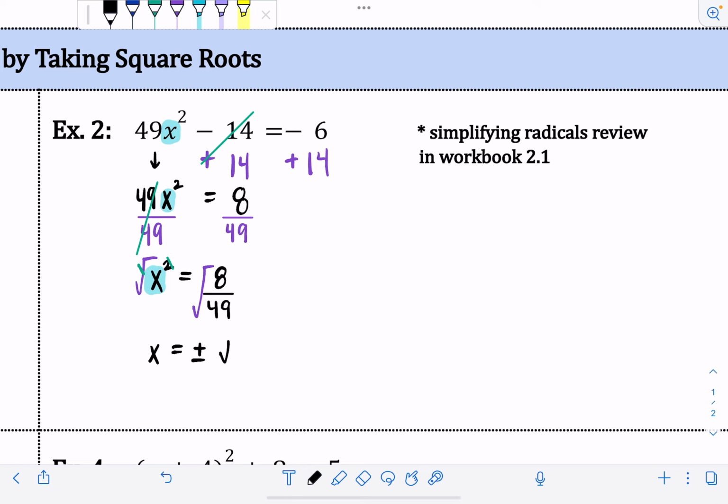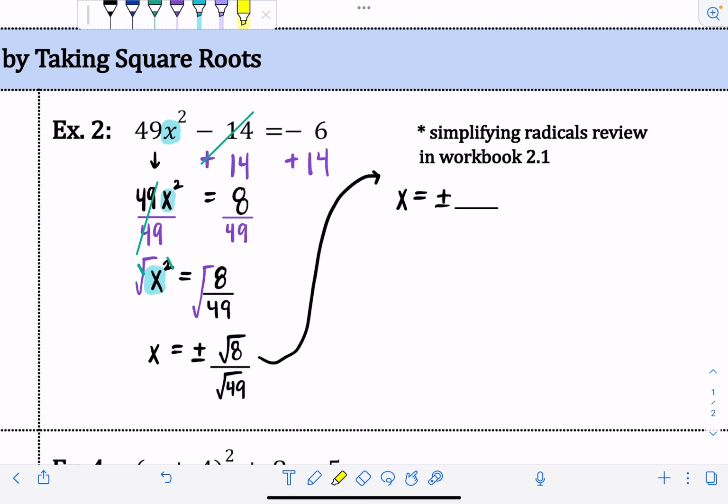And then I'm going to separate the radical. So I'm going to put the square root of 8 in the numerator, and then the square root of 49 in the denominator. And then now I'm going to simplify from there. So I'm going to bump this up here just so I have a little bit more space. So I have x equals my plus or minus out in front, and then I'm going to have my fraction bar. I'm going to take the square root of 49 first because I know that that's 7.